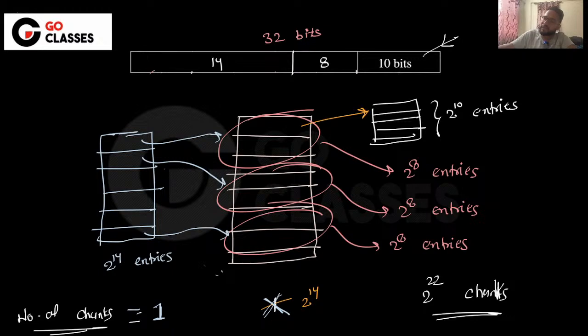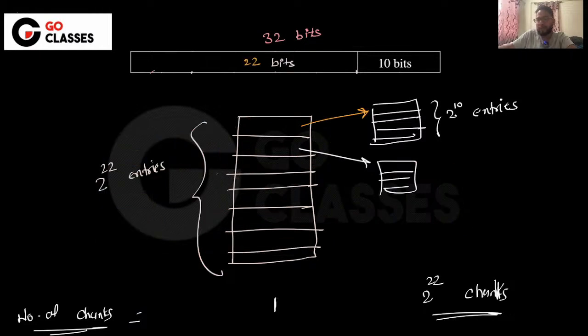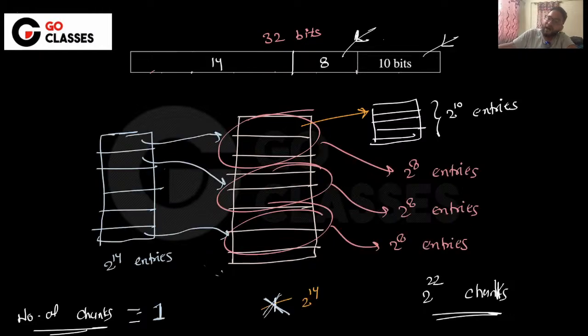I mean at this level nothing has changed. At this level also nothing has changed. At this level the total entries earlier was 2 power 22 entries. Now I am saying there are 2 power 8 entries in one chunk, and there are 2 power 14 chunks, so if you multiply 2 power 14 chunks by 2 power 8 entries in each chunk, there are again 2 power 22 entries. I just divided it. So nothing has changed at this level also.